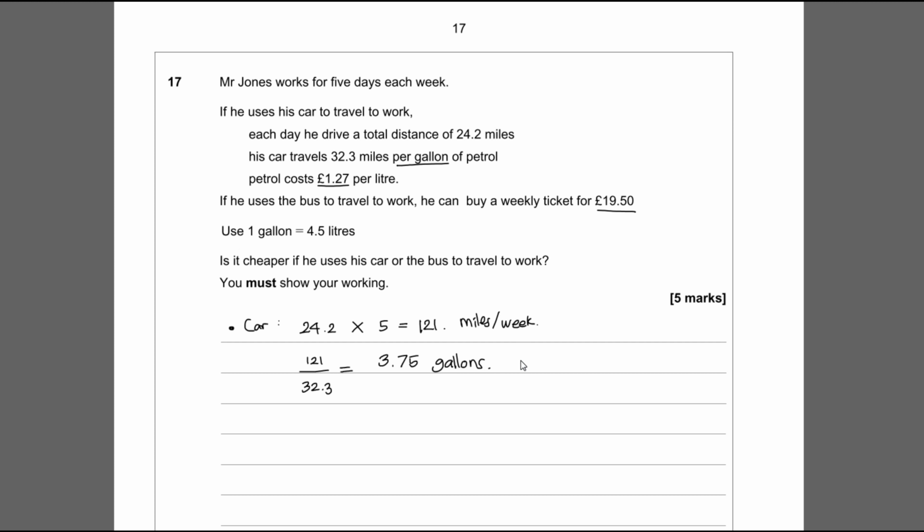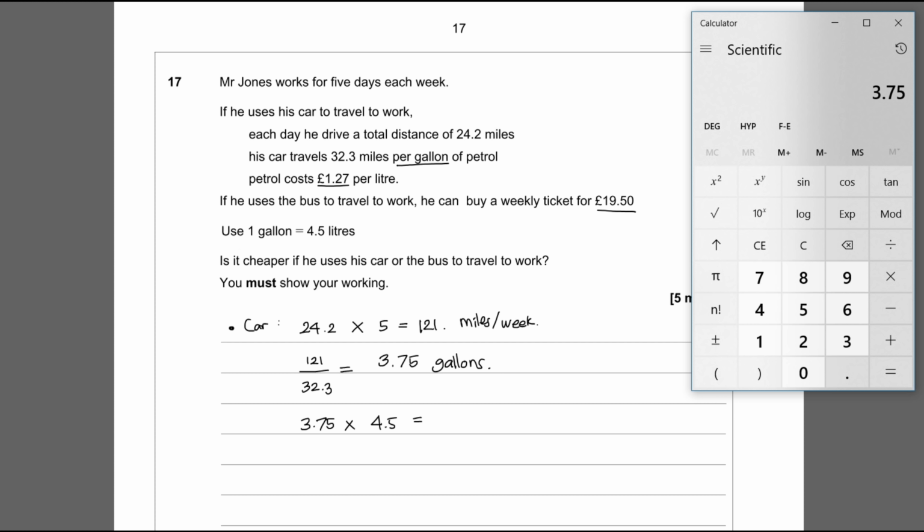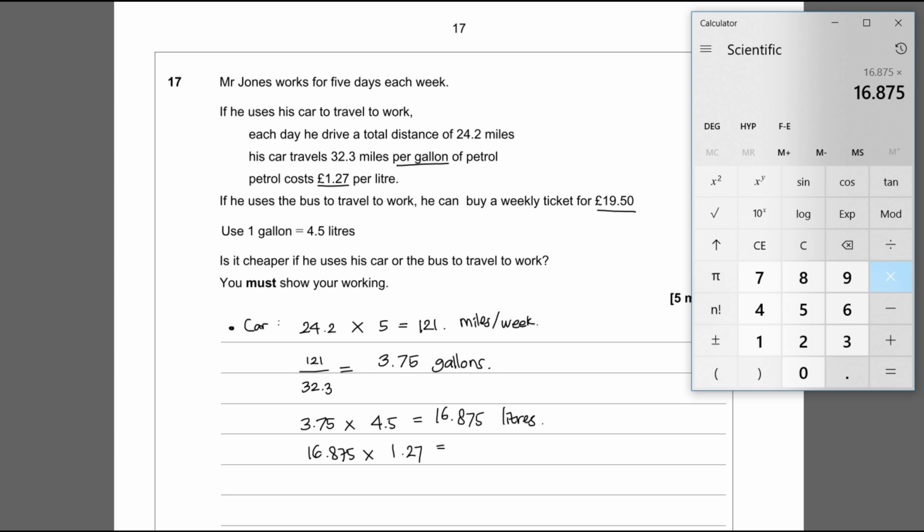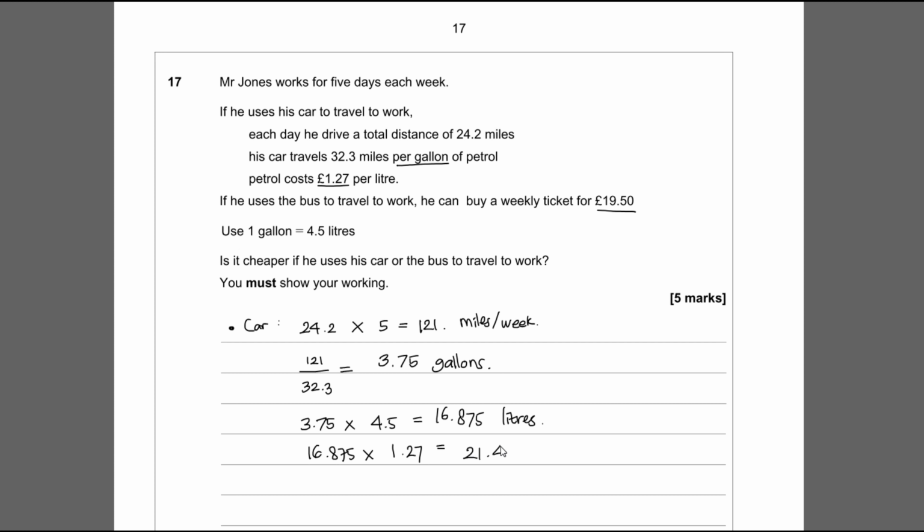Next step is how many liters in the gallon. So if he has 3.75 gallons and each gallon has 4.5 liters, that means he will have 3.75 times 4.5, which is 16.875. This will be in liters. Okay, and then now the cost. The cost is 1.27 per liter. So the cost will be 16.875 liters times this price, 1.27. So it's 21.43. And it's in pounds.